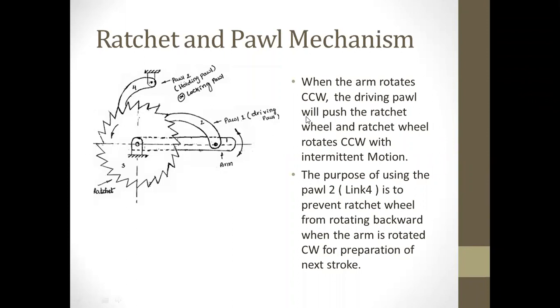The purpose of pawl number 2 is to prevent the ratchet wheel from rotating backward when the arm is rotated clockwise. Here we are rotating counterclockwise and clockwise, reciprocating the arm in both directions, while the wheel has to rotate only in the counterclockwise direction. The clockwise direction is prevented by the locking pawl.